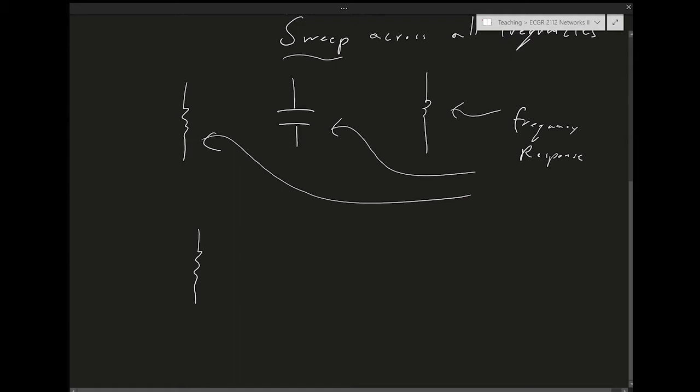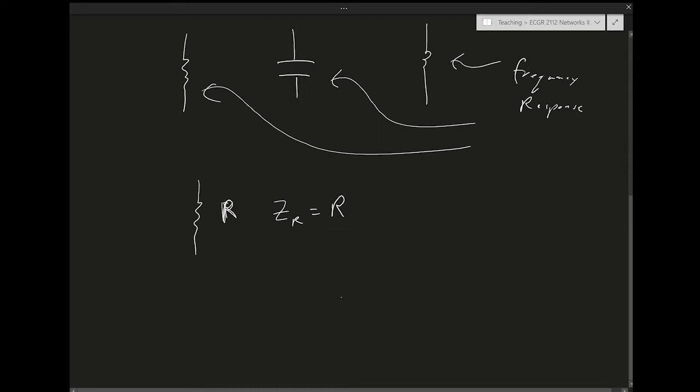So let's start with the resistor, right? What happens if I sweep the frequency across a resistor? The resistor has a resistance of R, right? Nothing changes. R remains R regardless of frequency. So ZR is just R, it's just some real number. So if I plot the impedance of R with respect to frequency, an impedance is a complex number, so I could plot the real part and imaginary part separately, or I could plot the magnitude and the phase. So if I plot the magnitude of ZR, it's just going to be R, right?